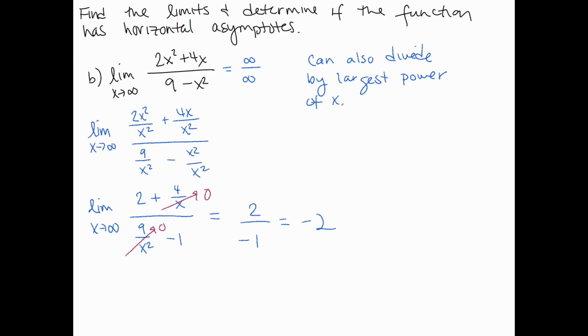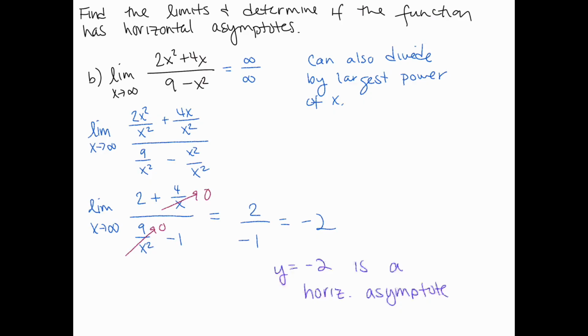Does this function have an asymptote? Yes, y equals negative 2 is our horizontal asymptote. So whatever you get for this limit is your asymptote. The only time it doesn't have a horizontal asymptote is if you end up getting a limit that doesn't exist, or a limit that equals infinity. But if your limit equals a number, that is always going to be your horizontal asymptote.